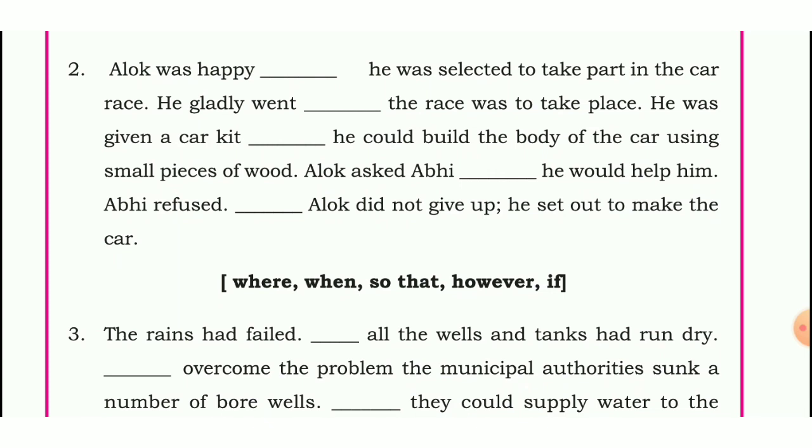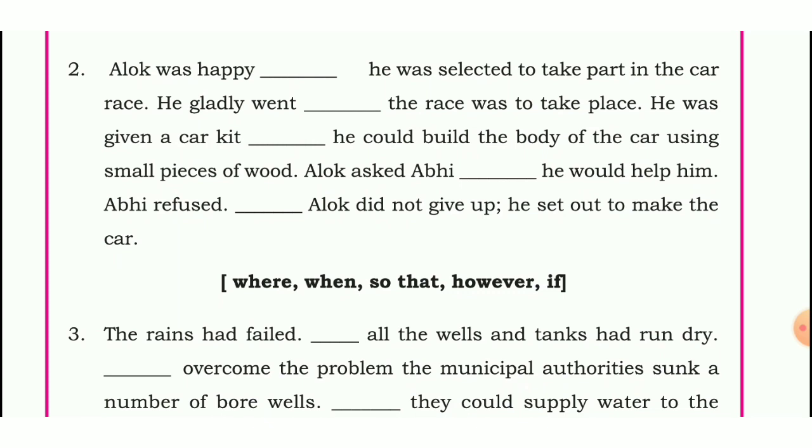Alok was happy. So which is the right linking word here? It has to be when. Alok was happy when he was selected to take part in the car race. He gladly went. So the linking word here is where. He gladly went where the race was to take place. So it indicates place. So where has to be there. Went where the race was to take place.